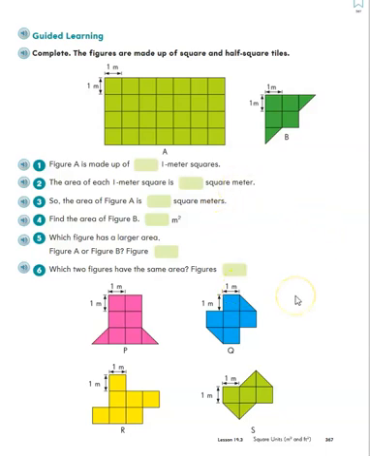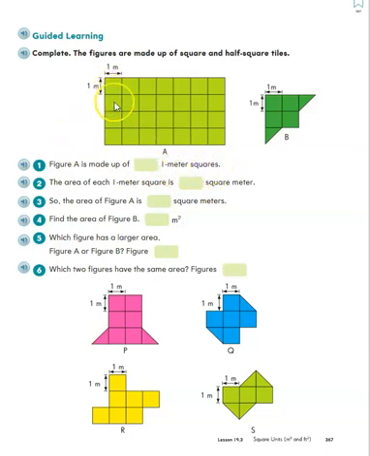So we're going to quickly go through this page. Remember, guys, this looks like it's about the size of a centimeter, but we are pretending it's a meter. So it would really be a lot bigger than what we're seeing on the screen. Okay, so figure A is made up of blank 1 meter squares.